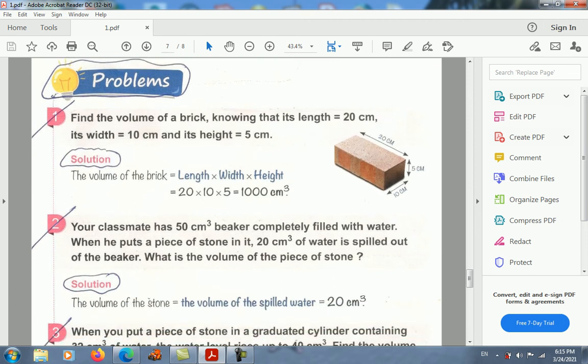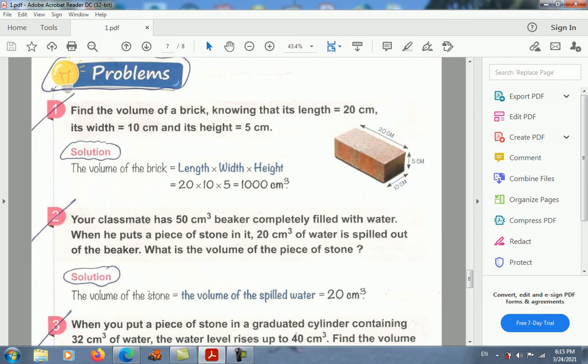Okay, problems. 1. Find the volume of a brick knowing that its length equals 20 centimeter, its width equals 10 centimeter, and its height equals 5 centimeter. Solution: the volume of the brick equals length multiplied by width multiplied by height. So in our case it's equal to 20 multiplied by 10 multiplied by 5, which is equal to 1000 centimeter cube.